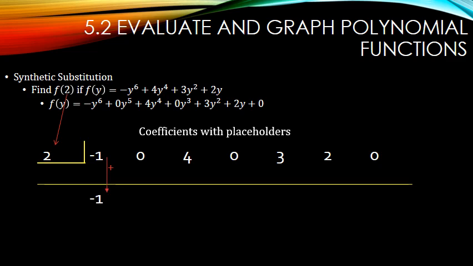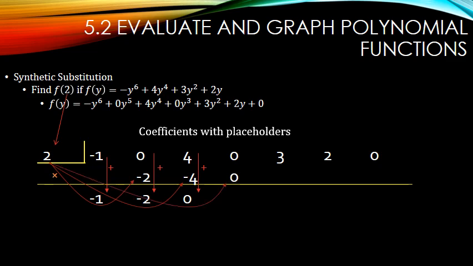Technically, we're adding it to 0. So -1 becomes -1. Then we multiply the number in the box with that number. So we go 2 times -1 is -2. Then we add down. So 0 plus -2 is -2. And then we multiply 2 times -2 is -4. Then we add down. 4 plus -4 is 0.